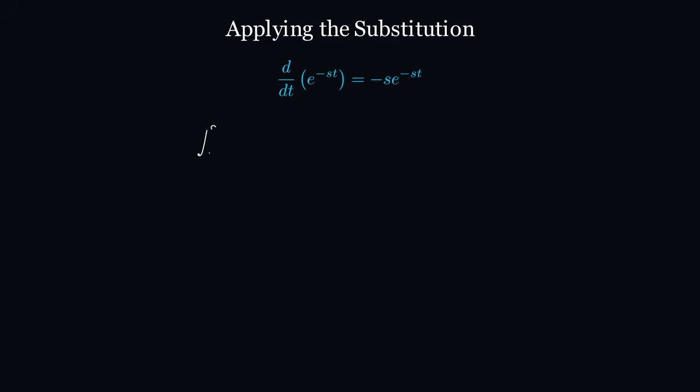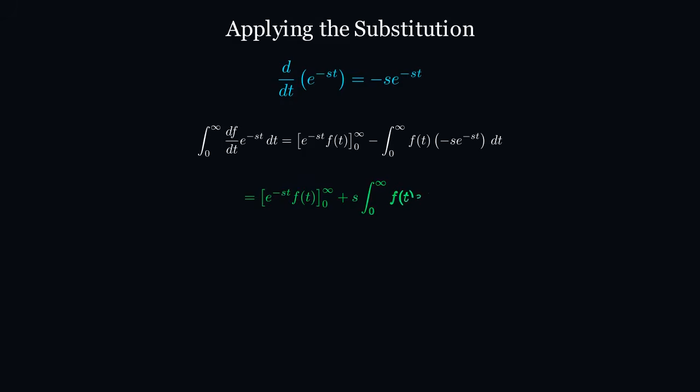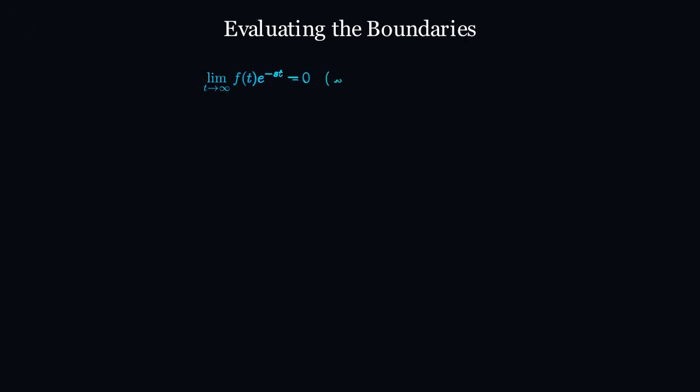Taking the derivative of e to the negative st with respect to time is simple. The chain rule brings the constant factor negative s down to the front, giving us negative s e to the negative st. When we plug this back into our integration by parts formula, the two negative signs cancel out, transforming our subtraction into addition. We are left with the boundary term f of t times e to the negative st evaluated from 0 to infinity, plus the integral of s times f of t times e to the negative st dt. But how do we simplify these boundary terms to see the clean algebraic result?